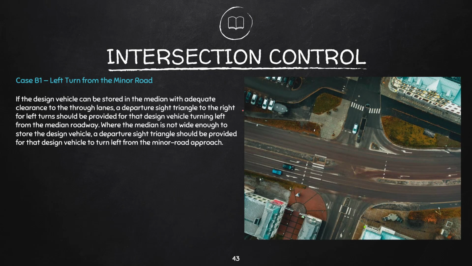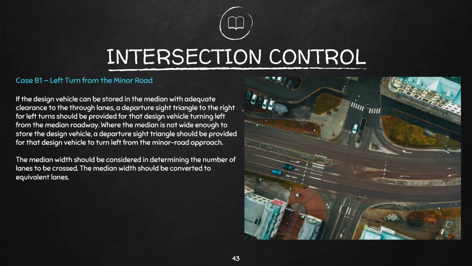If the design vehicle can be stored in the median width with adequate clearance to the through lanes, a departure site triangle to the right for left turns should be provided for the design vehicle turning left from the median roadway. Where the median is not wide enough to store the design vehicle, a departure site triangle should be provided for that design vehicle to turn left from the minor road approach.